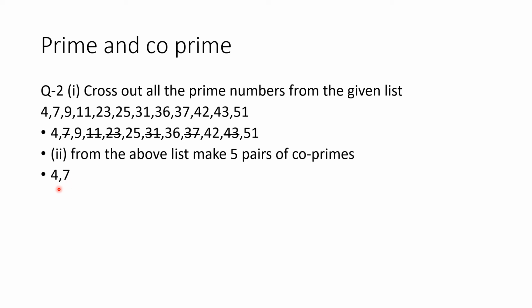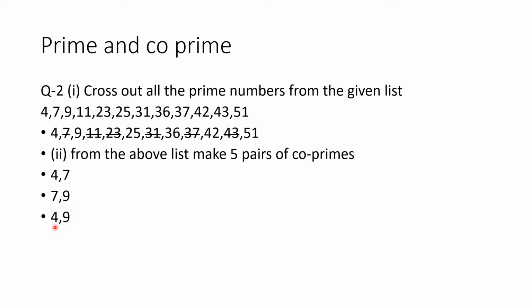That's why they are co-primes. Next pair is 7 and 9. We know that factors of 7 are 1 and 7 and factors of 9 are 1, 3 and 9. So what is a common factor? Only 1.